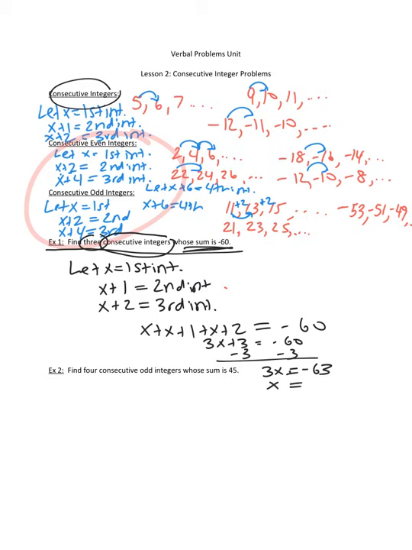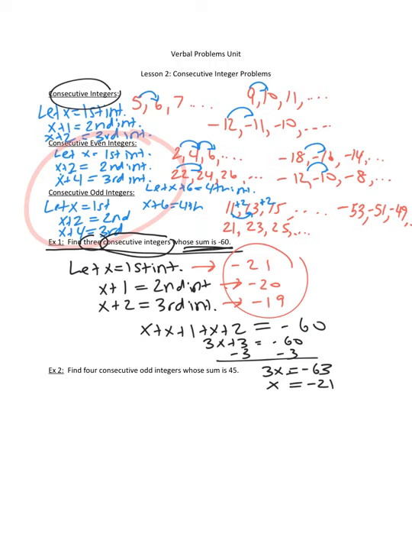X equals, when I divide by 3, I get negative 21. So my first integer is negative 21. My second integer is 1 higher than that, negative 20. And my third integer is 1 higher than that, negative 19. And those are my 3 integers.